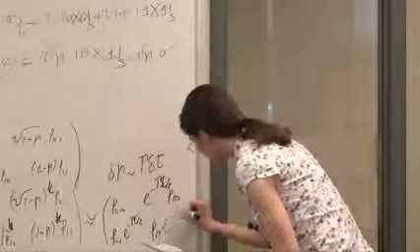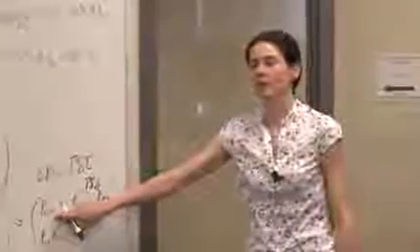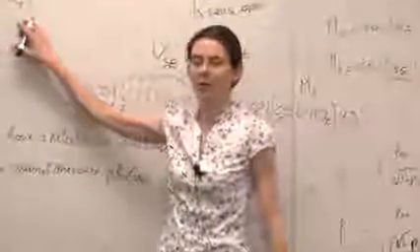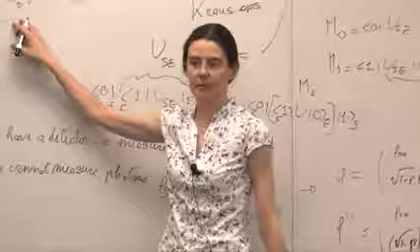E to the minus gamma t. Okay. So if I wait a long time, all these terms here go to 0, and you only have rho 0, 0, which just corresponds to the fact that for sure at the end of the time you will be in the ground state, having emitted a photon.